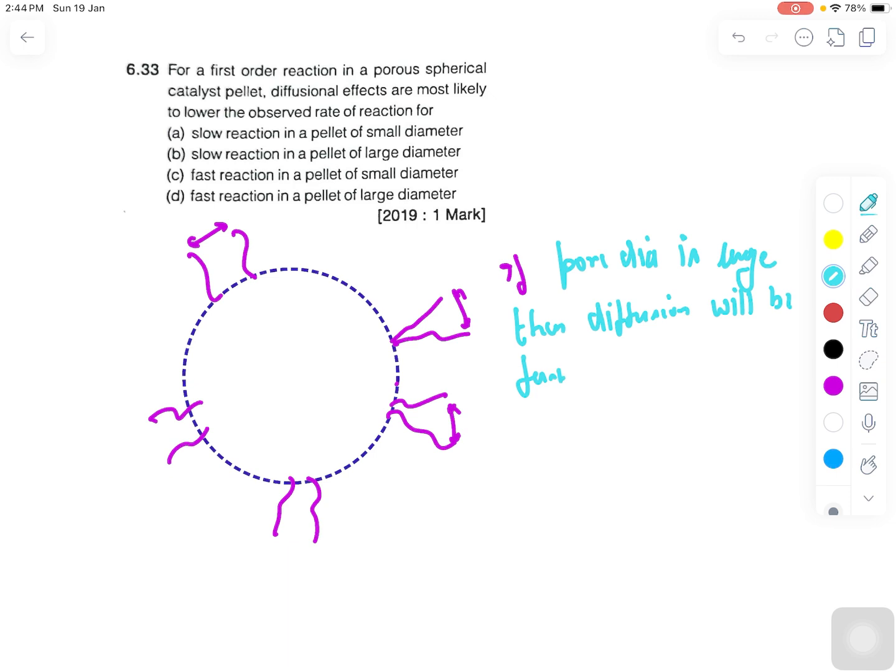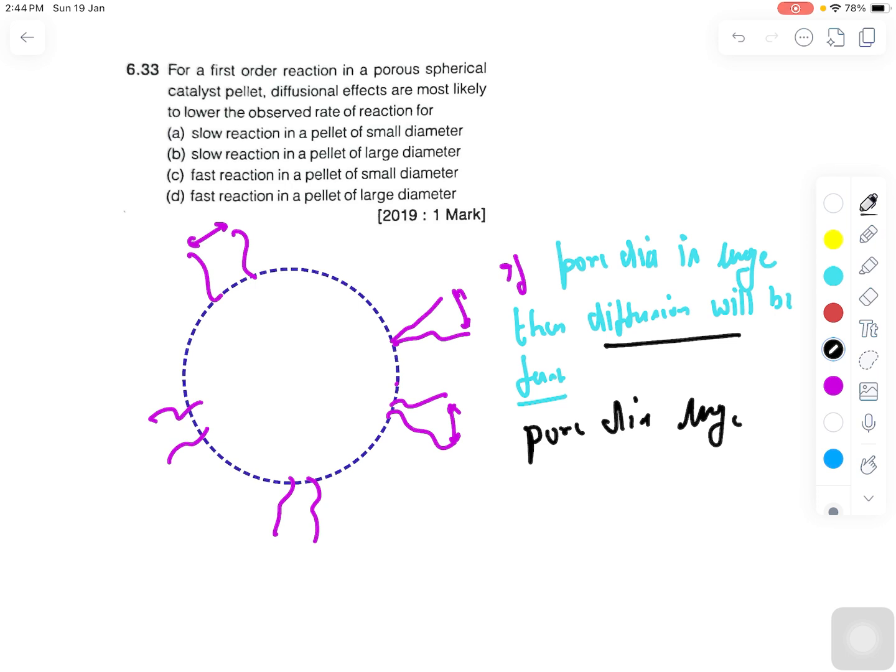Okay, first thing. Second thing, it has been given in the problem that diffusion effects are most likely to lower the observed rate of reaction. So if diffusion is more, right, so obviously diffusion will be more when pore diameter is large.